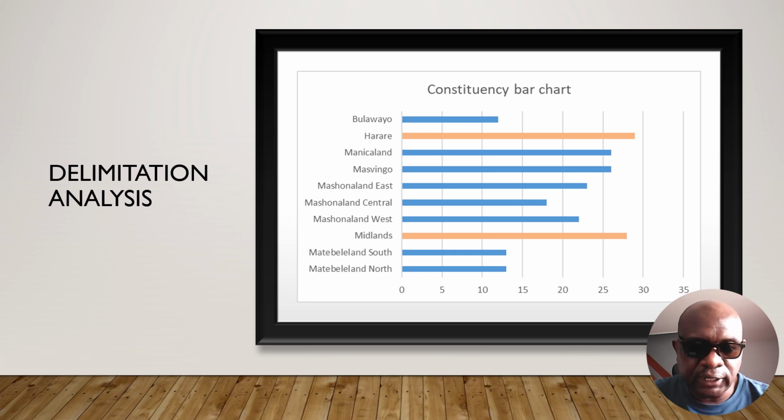But if you look at the lowest, it is Bulawayo province, Matabeleland North and Matabeleland South provinces that have the lowest population in terms of electoral boundaries. Okay, now let's proceed.